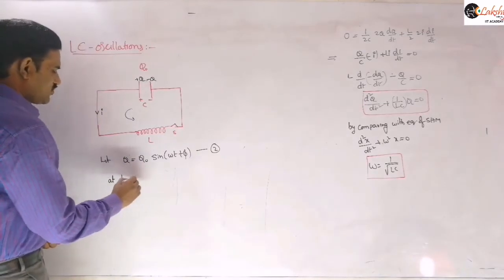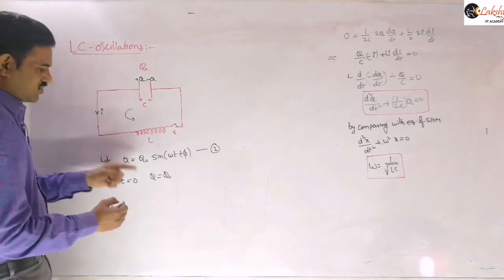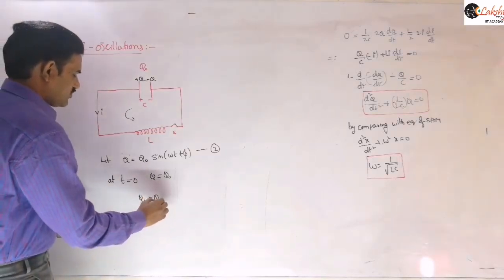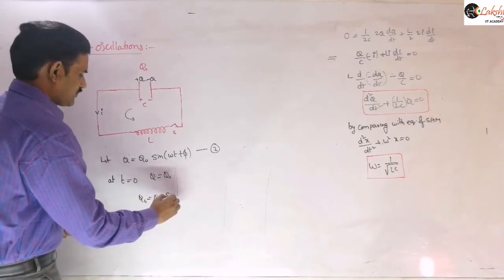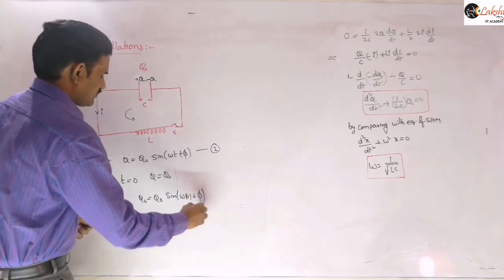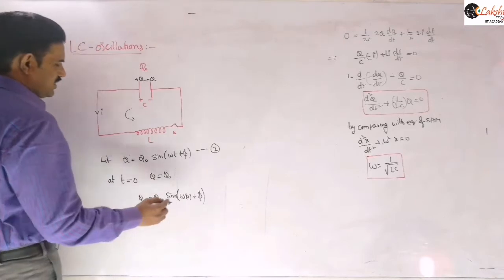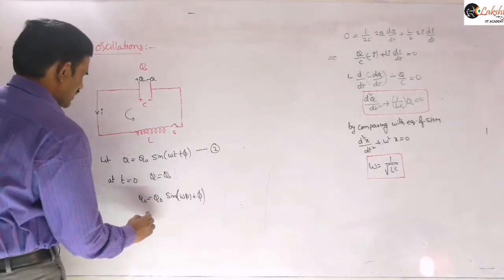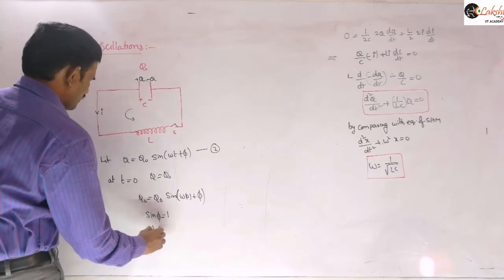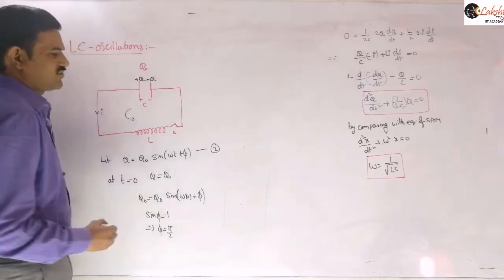At t = 0, the charge on this capacitor is q naught. So now let us use that in the equation. Therefore q naught = q naught sine of (omega into 0 plus phi). That means t = 0, we need to substitute there. And therefore from this we can write sine phi = 1, which implies phi = pi by 2. So that is our phi value.